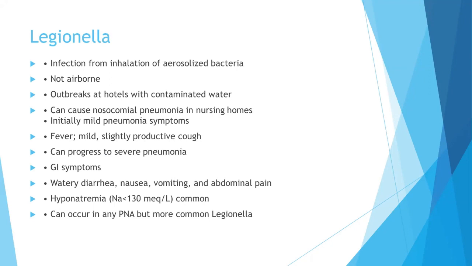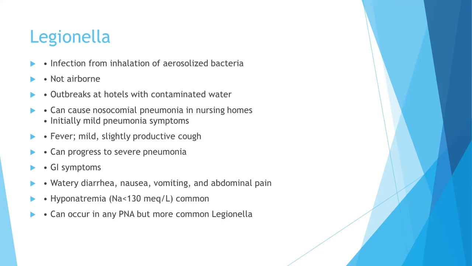So if the question gives you a hint about the patient having a history of exposure to contaminated water, maybe at some hotels or some nursing homes, then Legionella pneumophila may be the cause of the pneumonia. It can cause nosocomial pneumonia in nursing homes, and initially the patient has mild pneumonia symptoms. The fever is mild and the patient only has a slightly productive cough. It can progress to severe pneumonia, and the patient may also have GI symptoms.